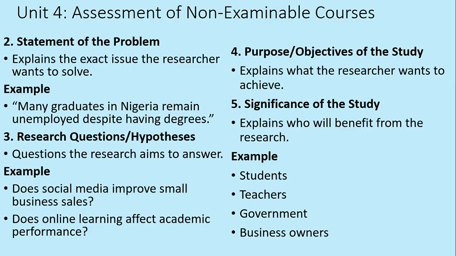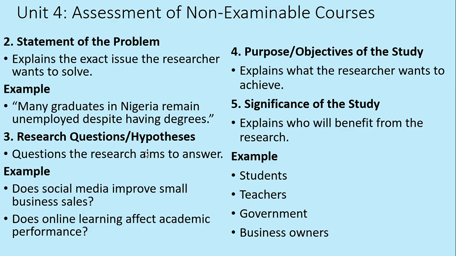So the fourth one is purpose, the purpose or objective of the study. You're explaining what the researcher wants to achieve. What is the purpose of that project? What is the purpose of the topic? What is the objective the topic is carrying? So you're trying to explain what the researcher wants to achieve. It should be under the purpose and objective of the study. You are writing a project.